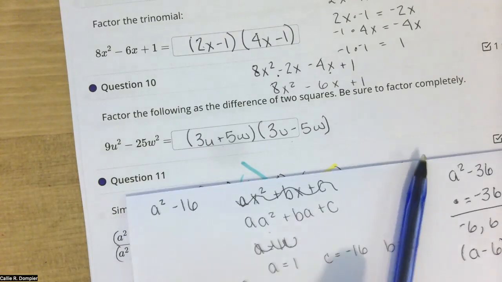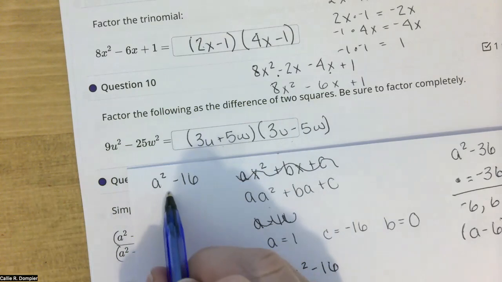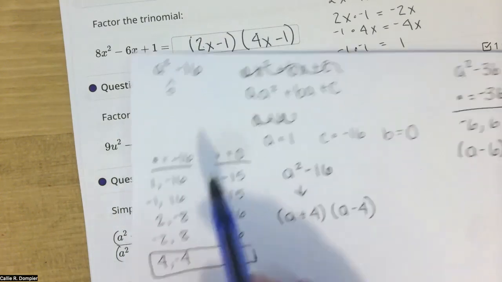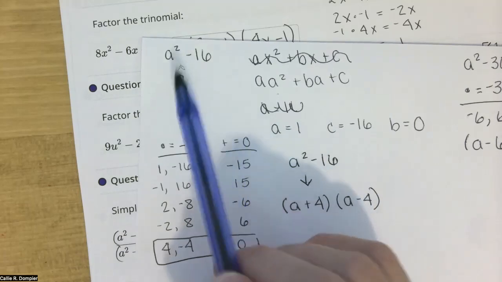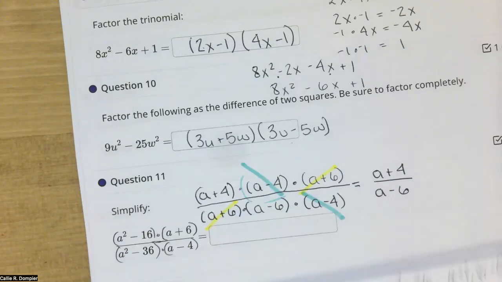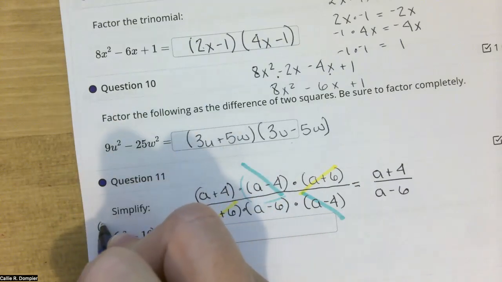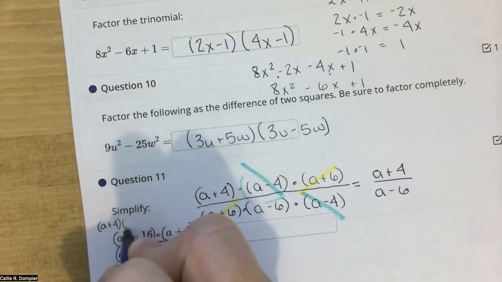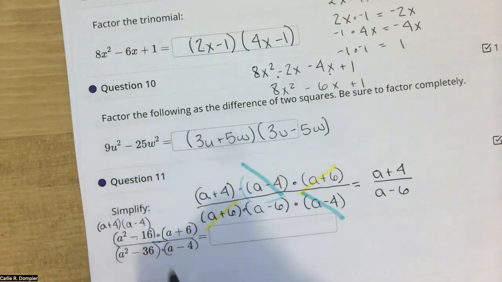But we know, right, that because there's no B, because that's a 0, it has to be a number times itself, one negative, one positive. It had to be a +4 times a -4, so I know that is A plus 4, A minus 4. Here, it's a negative 36 and there's no B. So I know that has to be a plus 6, a minus 6.